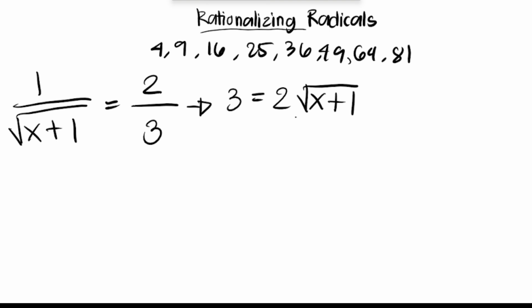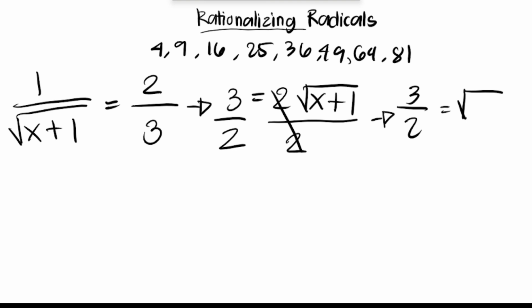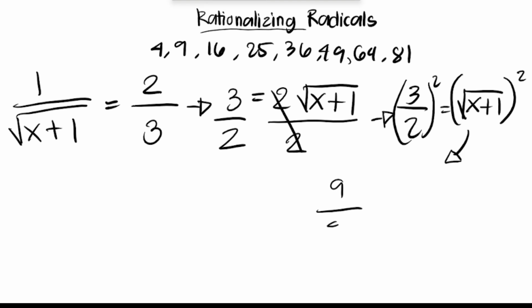Now, we have to isolate the radical. Therefore, we could just divide this by 2. Then we have 3 over 2 equals square root of x plus 1. Again, to get rid of the radical, all you have to do is square both sides. So we have 9 over 4 equals x plus 1.